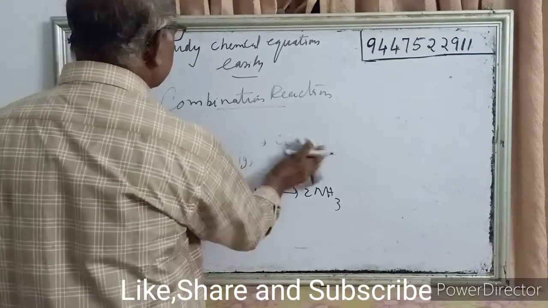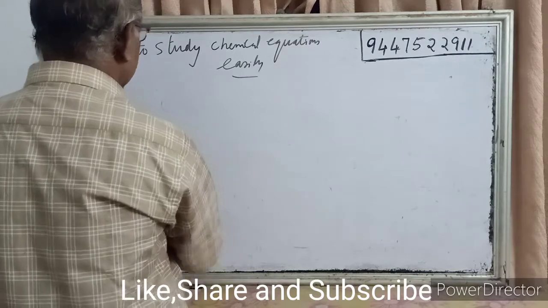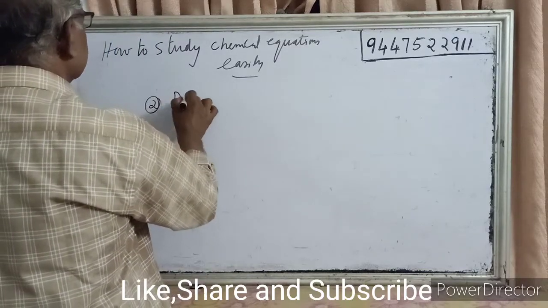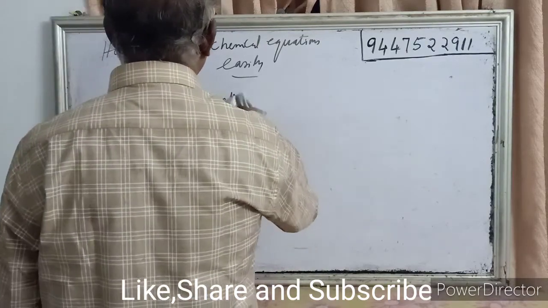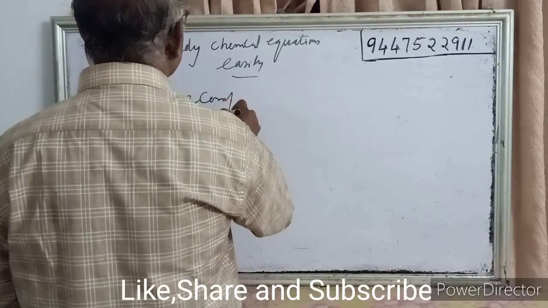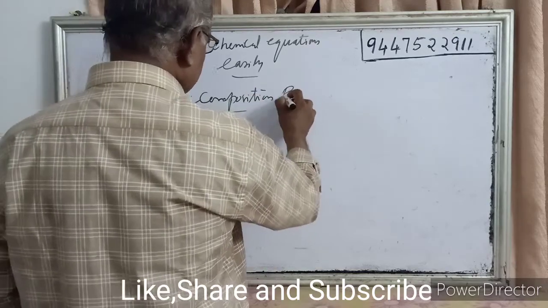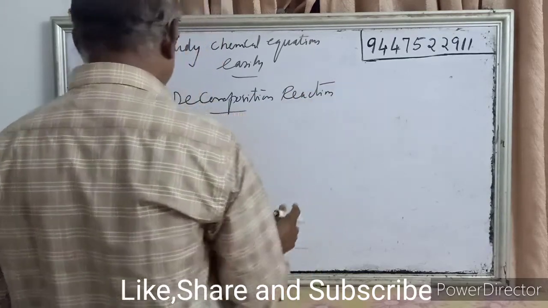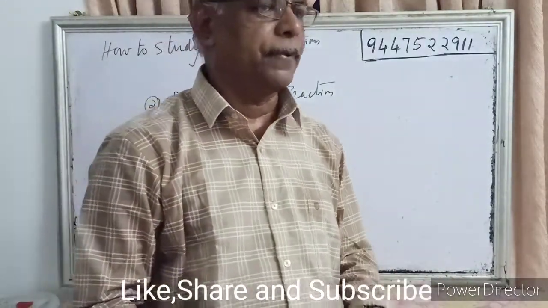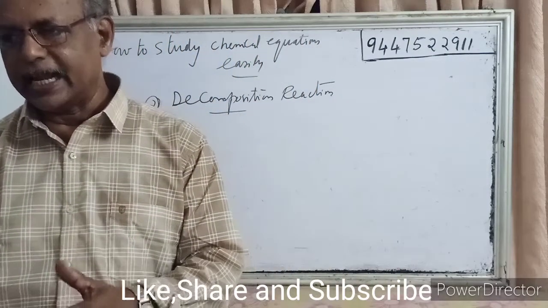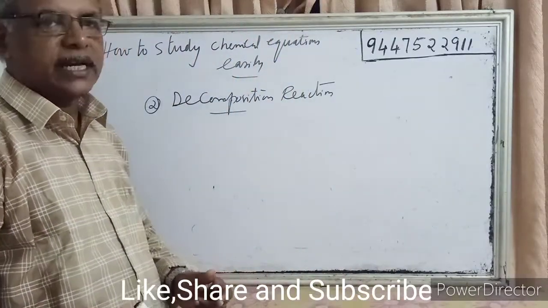Then the second is decomposition reaction. So what is a decomposition reaction? It is a reaction in which a single reactant breaks down into simpler products. A single reactant breaks down into simpler products, then it is called a decomposition reaction.